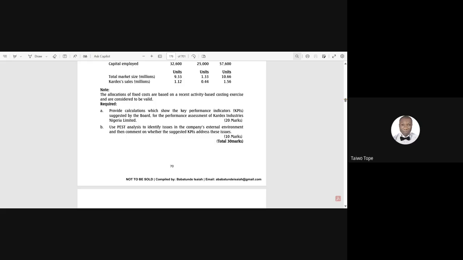So PEST, as I've said, is an acronym that categorizes external influences such as the political, the economic, the social, and technological factors. When we talk about political factors, what are those political factors that you will need to consider? Issues of government policy. Now, is tax a government policy? Yes, sir.